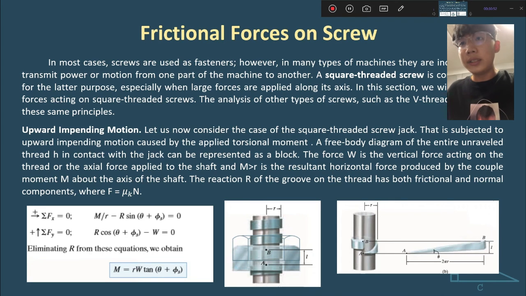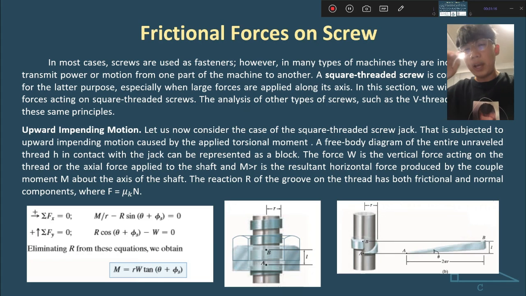So, frictional forces on screws. In most cases, screws are used as fasteners. However, in many cases they are also incorporated to transmit power or motion from one part of a machine to another. So in this section, we will analyze the forces acting on square thread screws. The analysis of other types of screws, such as the V-thread, is based on the same principle.